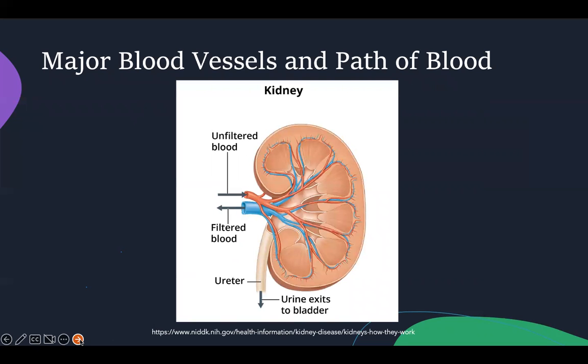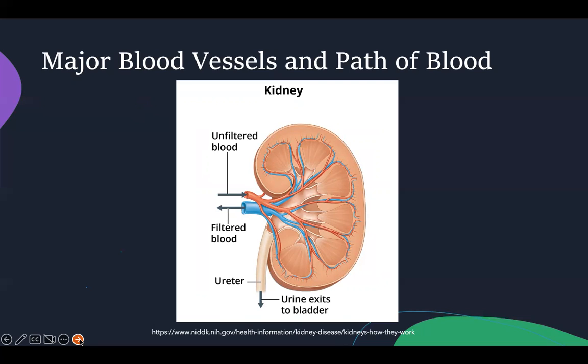Major blood vessels and their paths. The kidney is responsible for receiving around 25% of total blood volume per minute. The blood is brought to the kidneys by the renal artery, which is a branch of the descending aorta. The renal artery is split into segmental arteries that further branch off to form interlobar arteries that make their way through the renal columns in order to reach the cortex.